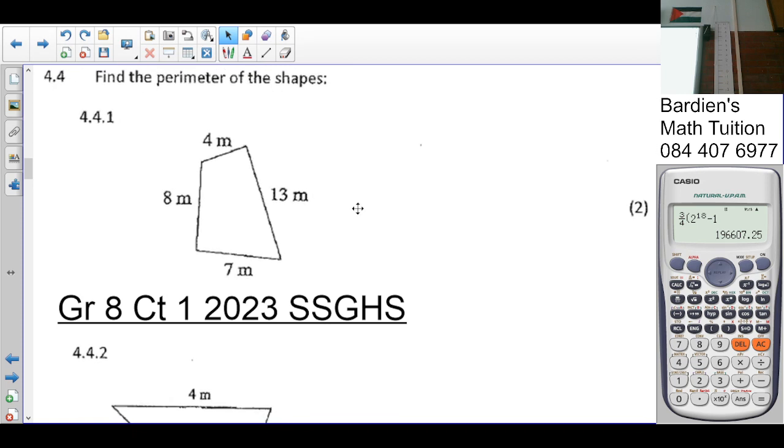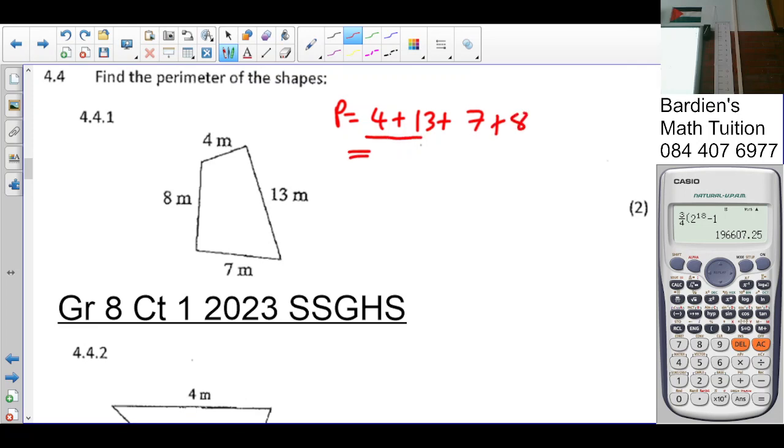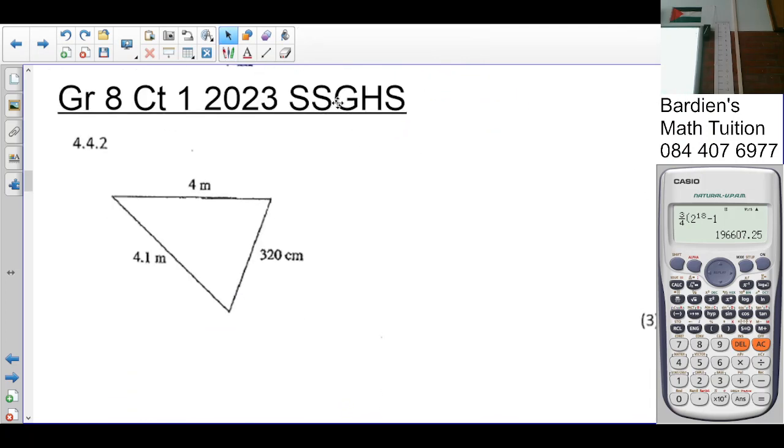Find the perimeter of the shape. People, what's the perimeter? It's the sum of the outsides. So the perimeter is going to be 4 plus 13 plus 7 plus 10, which is 17, 24, 32 meters. The next one.